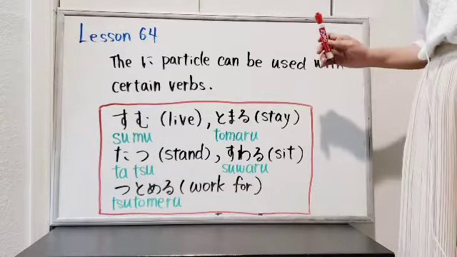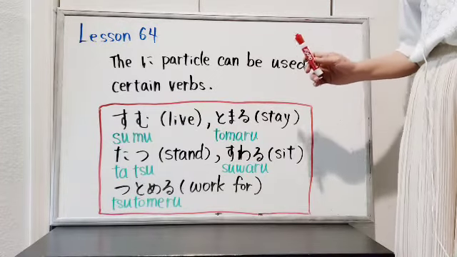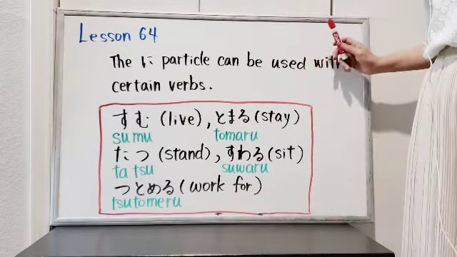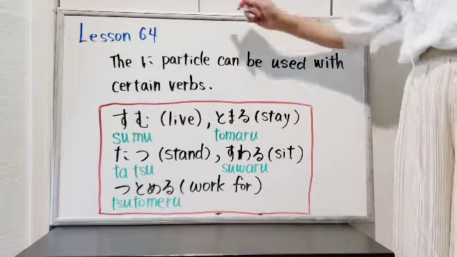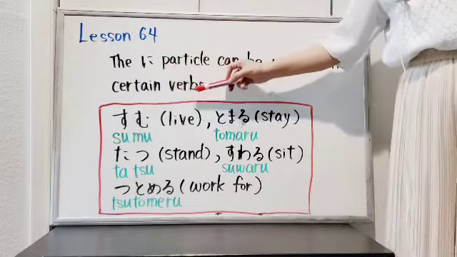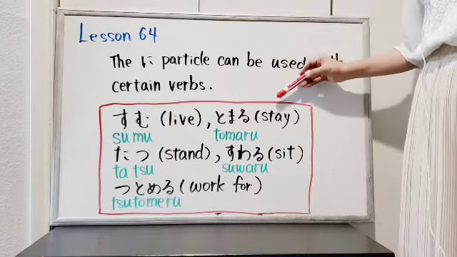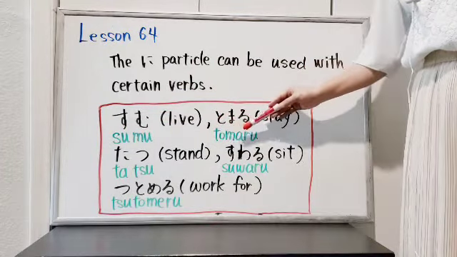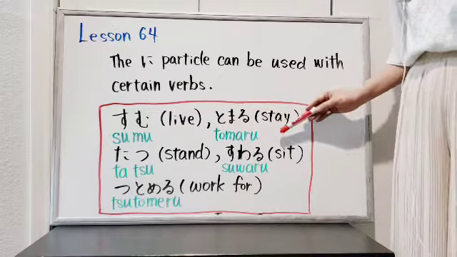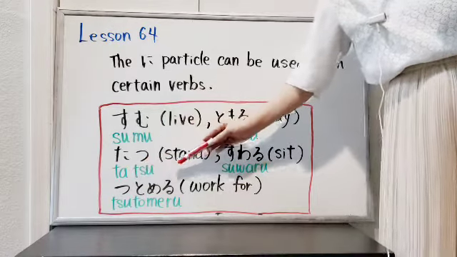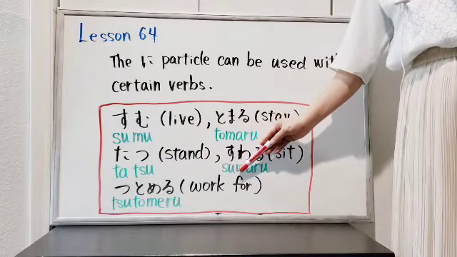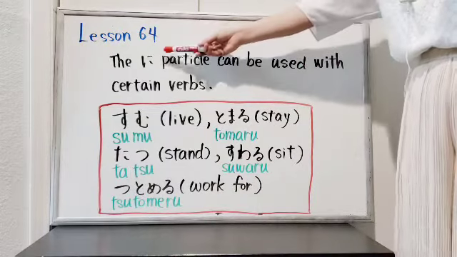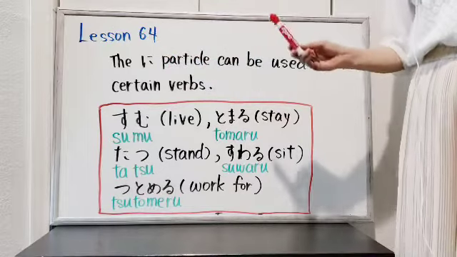The で particle is used with verbs of action. But do you remember lesson 63? We learned the に particle can be used with certain verbs, such as 住む live, 泊まる stay, 立つ stand, 座る sit, 勤める work for. So if you use these verbs, you need to use the に particle, but not the で particle.